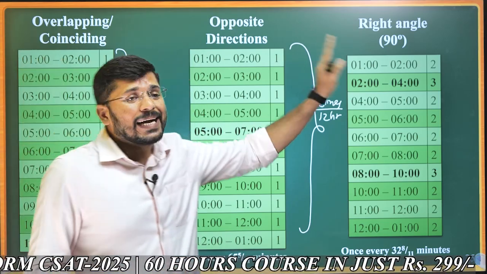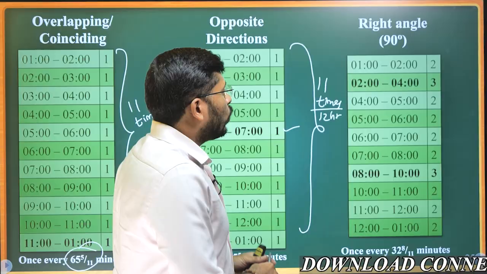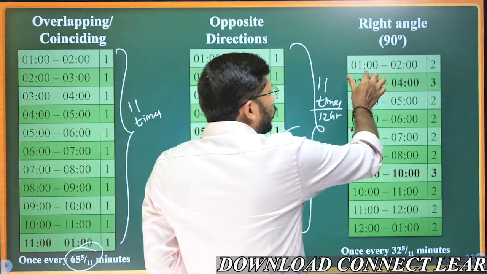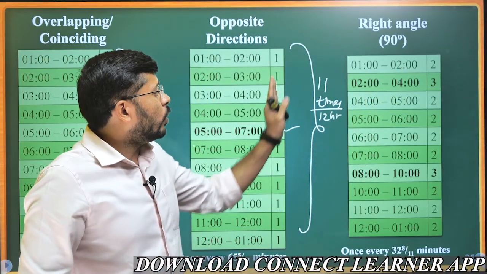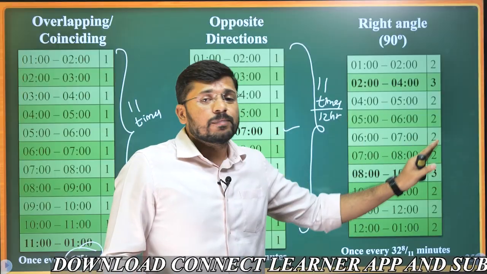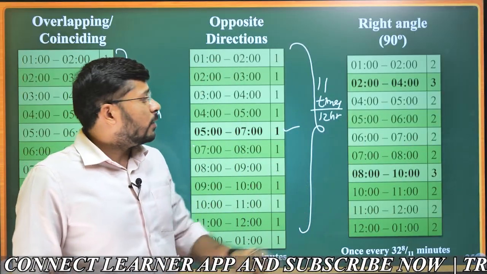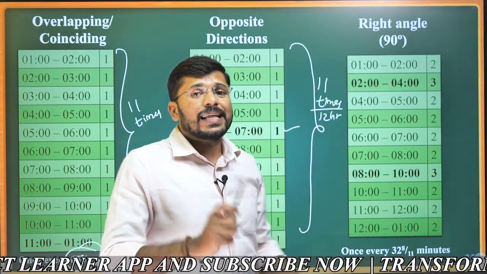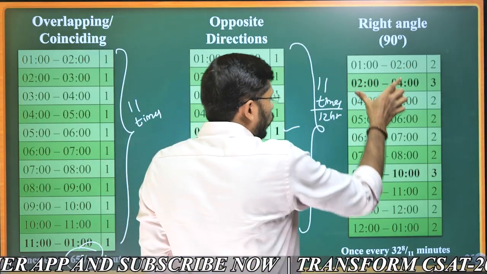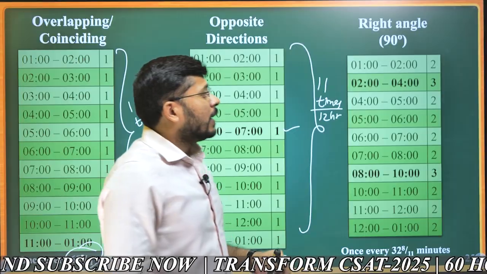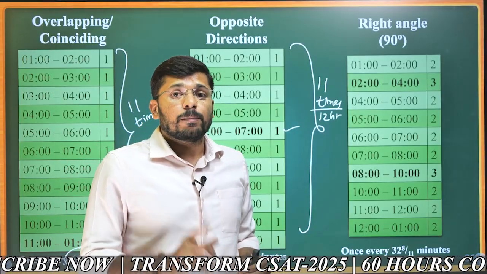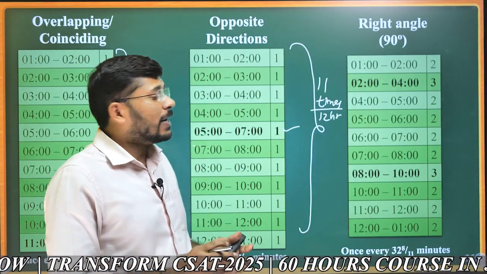Now we talk about right angle. The general rule is that between every 2 consecutive exact hours, that is 1 to 2 or 4 to 5 or 5 to 6, the hour hand and the minute hand will be at right angle to each other 2 times, with the exception that between 2 to 4 and between 8 to 10, they will not be at right angle 4 times, but only 3 times. And now I will tell you why.